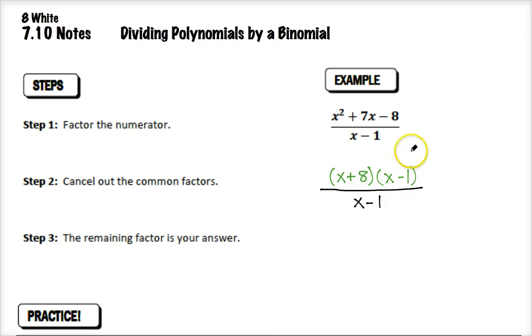Now that I have this factored, you can see that I have an x minus 1 in the numerator as well as an x minus 1 in the denominator. Well, when you have two factors that are the same in the numerator and denominator, they will cancel each other out. So x minus 1 here will cancel out with x minus 1 here, and that leaves us with what was left in the numerator, which is x plus 8.